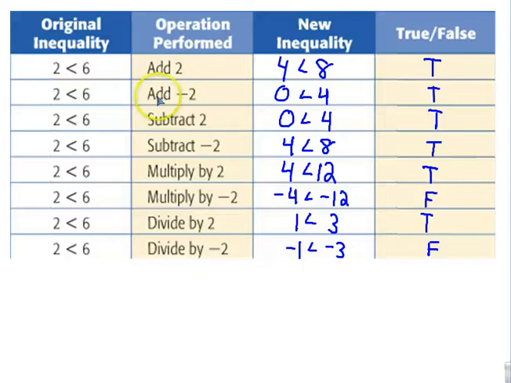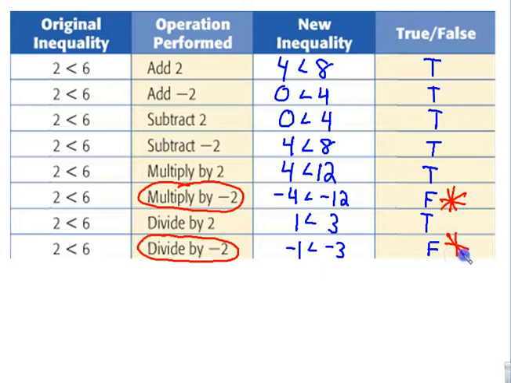Okay, so if you remember this chart we filled out last class period, we got these different answers, okay? And I want to point out to you two things. I want to point out to you that when we multiply by -2, our inequality that results becomes false. When we divide by -2, our inequality that results becomes false as well. So these two appear to be the only time things are different.